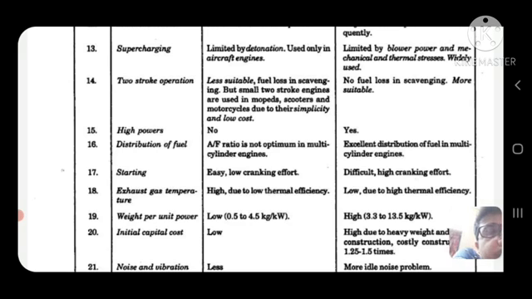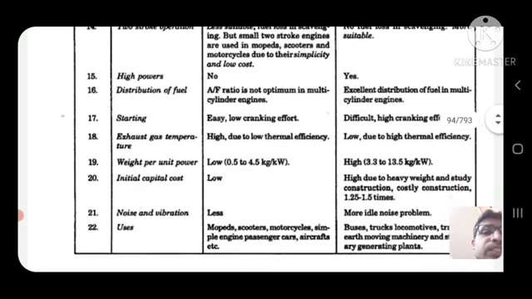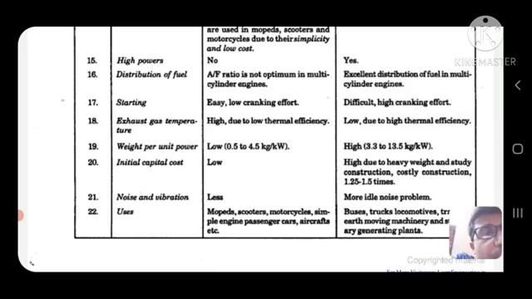Distribution of fuel: air fuel ratio is not optimum in multi-cylinder engine. Excellent distribution of fuel in multi-cylinder engine. Starting: easy, low cranking effort; difficult, high cranking effort. Exhaust gas temperature: high due to low thermal efficiency, low due to high thermal efficiency.